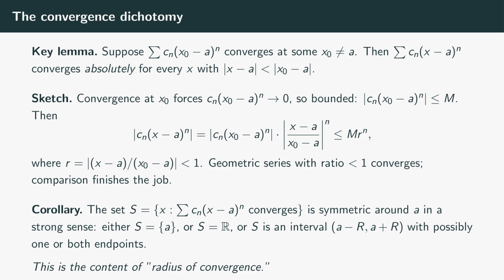Convergence at any single point x naught forces convergence on the whole open ball of radius the absolute value of x naught minus a around a. The convergence set is star-shaped around a, which in one dimension means an interval. Take the supremum of such radii, call it r, and you have the radius of convergence.